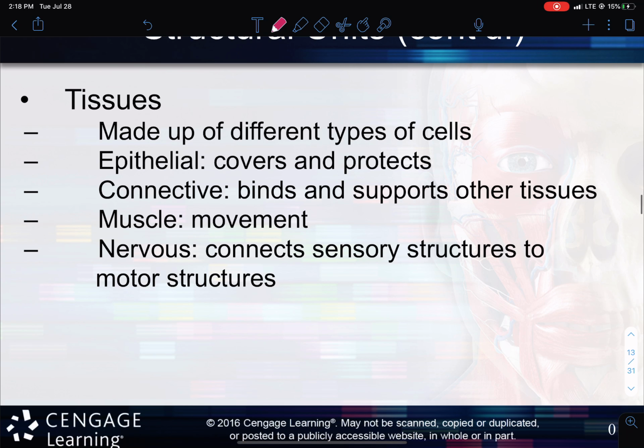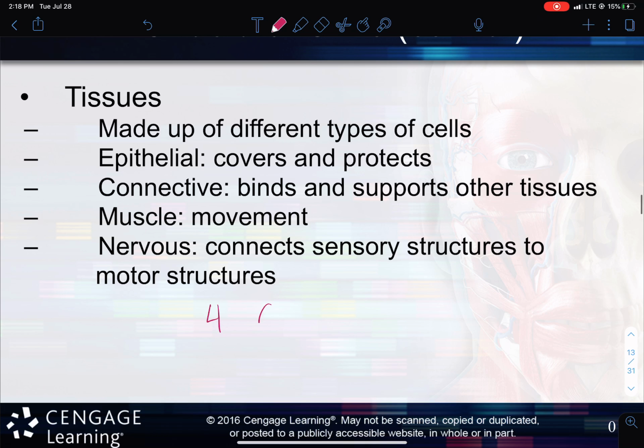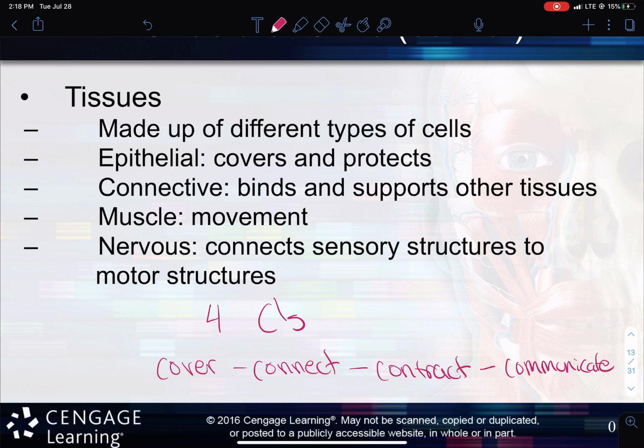And in order to remember all of these four, I think of the 4 C's. So for epithelial, you'll have cover. For connective, you'll have connect. For muscle, you'll have contract. And for nervous, you'll have communicate. So if that helps you remember the four tissues, feel free to use that.